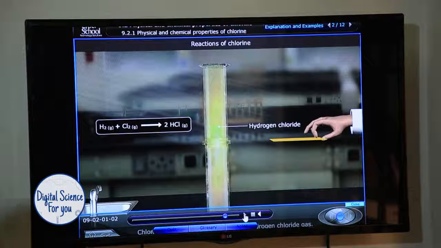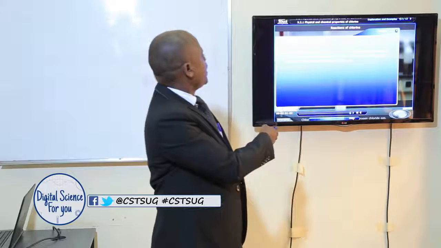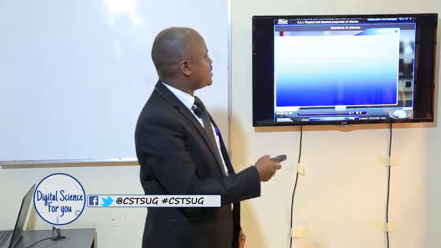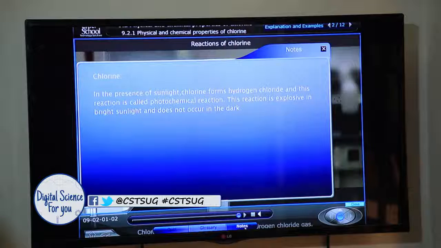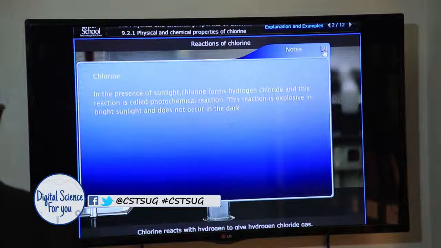We can even check in the notes. In your textbooks, they tell you that in the presence of sunlight, chlorine forms hydrogen chloride gas, and this reaction is called a photochemical reaction. Just like we know photosynthesis, photochemical means it takes place in the presence of sunlight. This reaction is very explosive in sunlight, but does not occur in the dark.